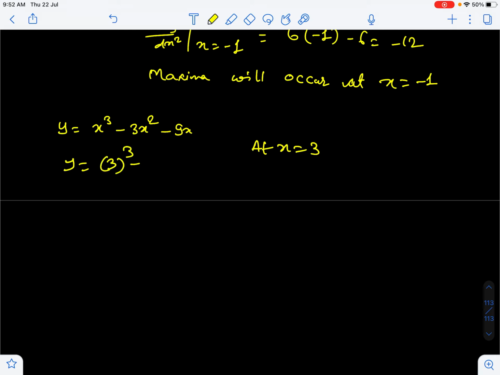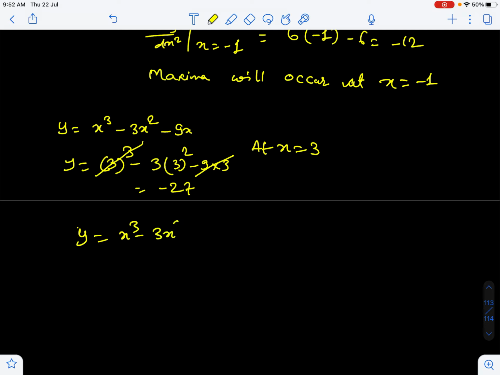When putting x is equal to 3, this is 3 cube minus 3 into 3 square minus 9 into 3. So this is 27 and 27 cancel out. This is actually 3 square, 9 into 3, minus 27. The value is coming, check it. I have taken x is equal to 3.